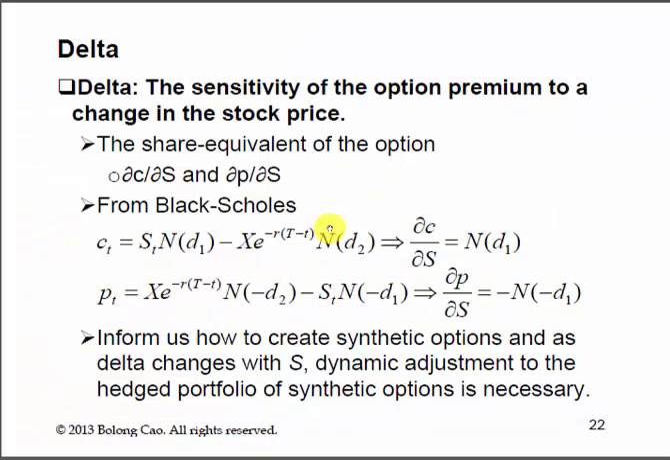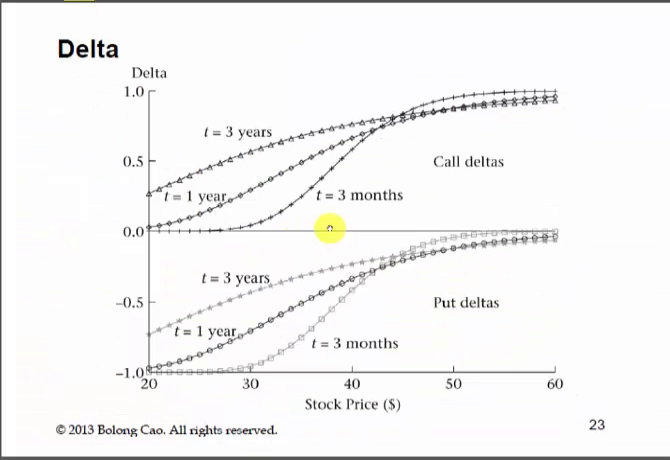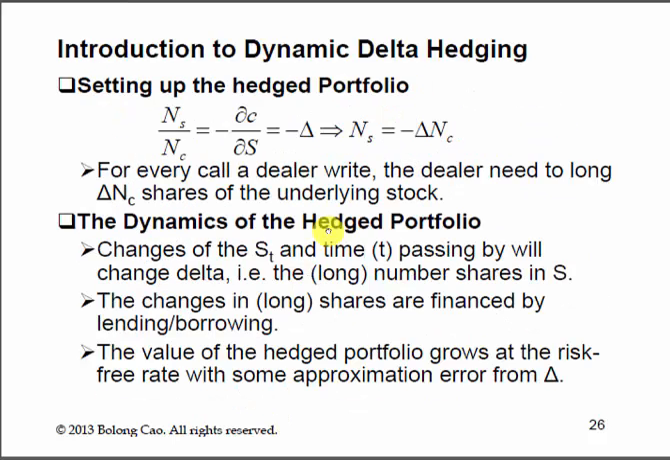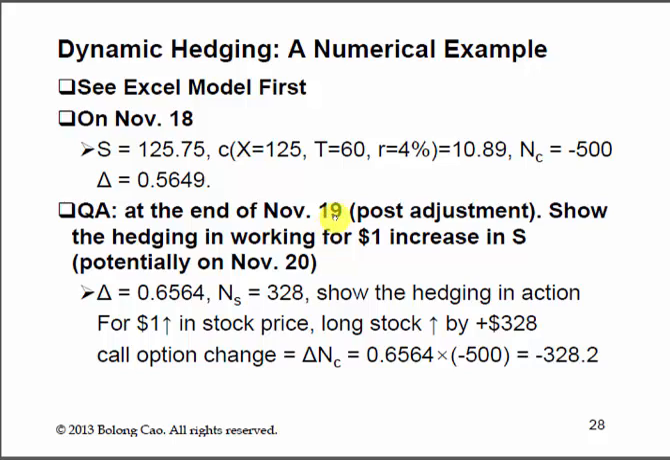Okay, we can go back to our slides here. It's another example, another numerical example. We sort of talk about a different point. In the previous Excel model, we have the whole process. In this example, we talk about a different point in the process of dynamic delta hedging.